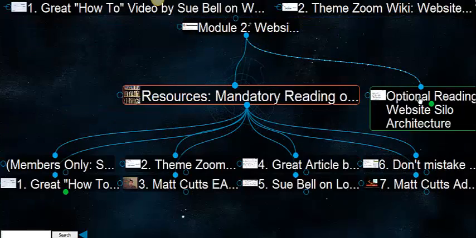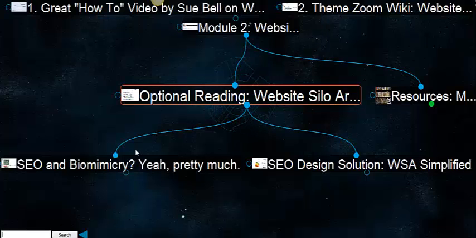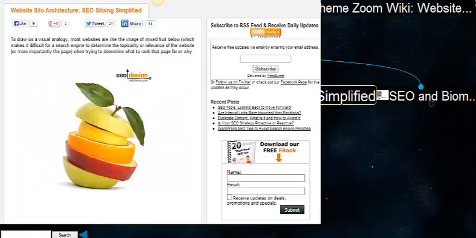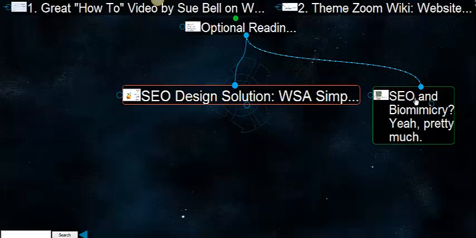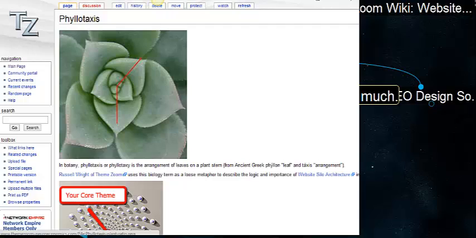And also want to make sure that you know that there's optional reading. Okay, you can just type in website silo architecture for optional reading. And we have a kind of cool article by our friend Jeff Smith from SEO Design Solution. This is optional. He's got a pretty good understanding of website silo architecture. And the other one is kind of a fun article that I wrote on phyllotaxis.